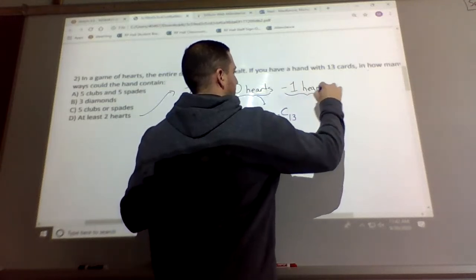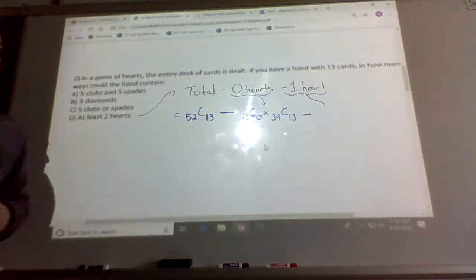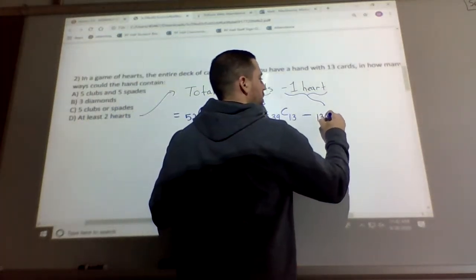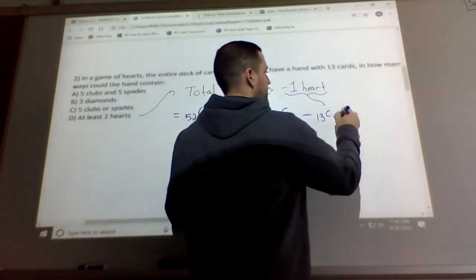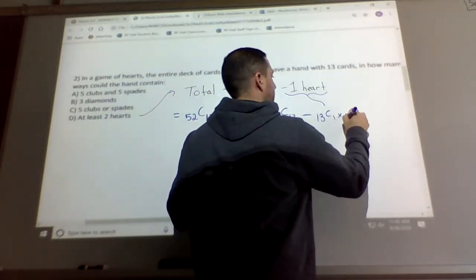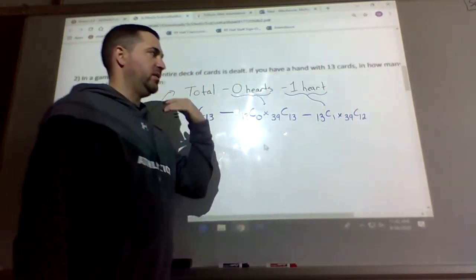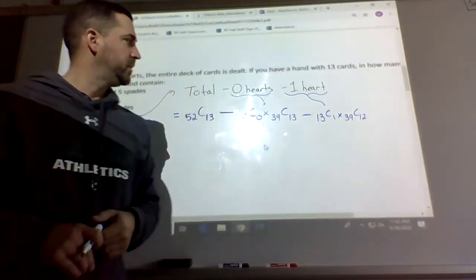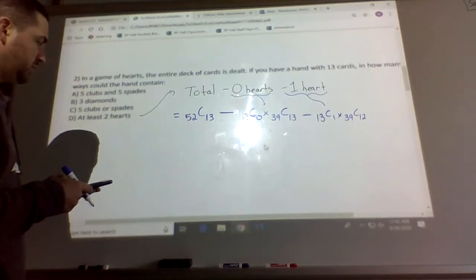Now we're going to subtract 1 heart. Out of the 13 hearts, we want one of them, so 13 choose 1, times 39 choose 12. From the remaining 39 cards, we're going to choose 12 of those. So let's do this: 52 choose 13.